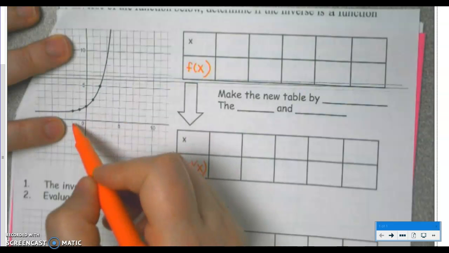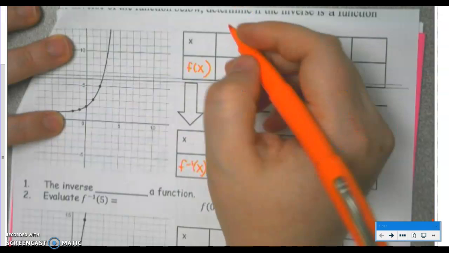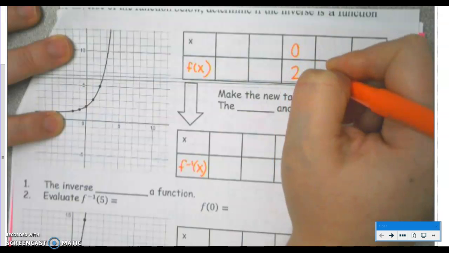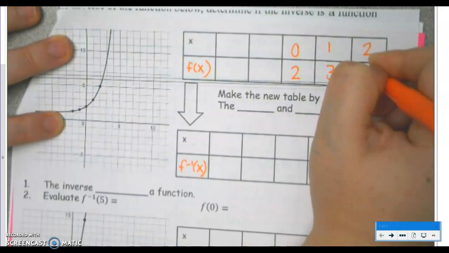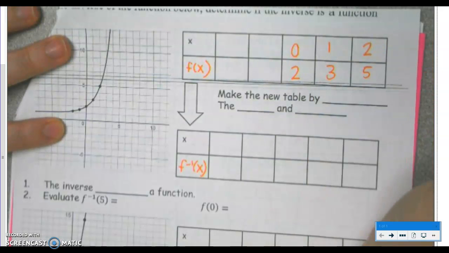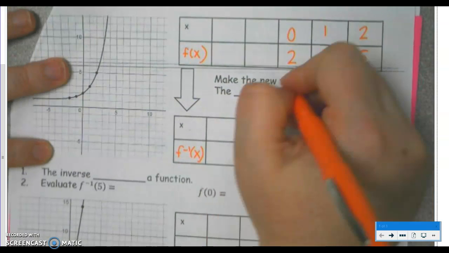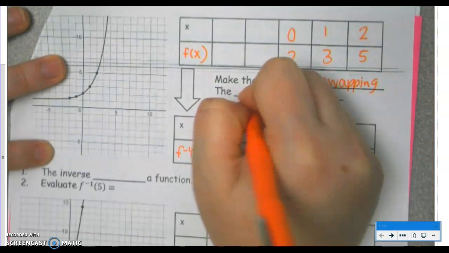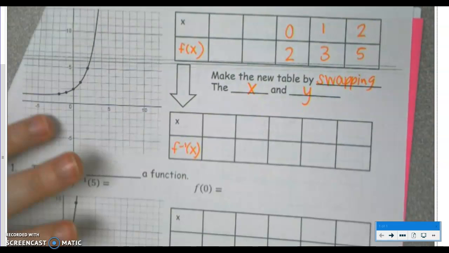So I'm not going to necessarily use every single point, but let's do 0, 2, 1, 3, and 2, 5. Let's start with those, because the other ones are not really exact. So make the new table by swapping the x and the y. That's how we're making the inverse. We're just swapping the x and the y.